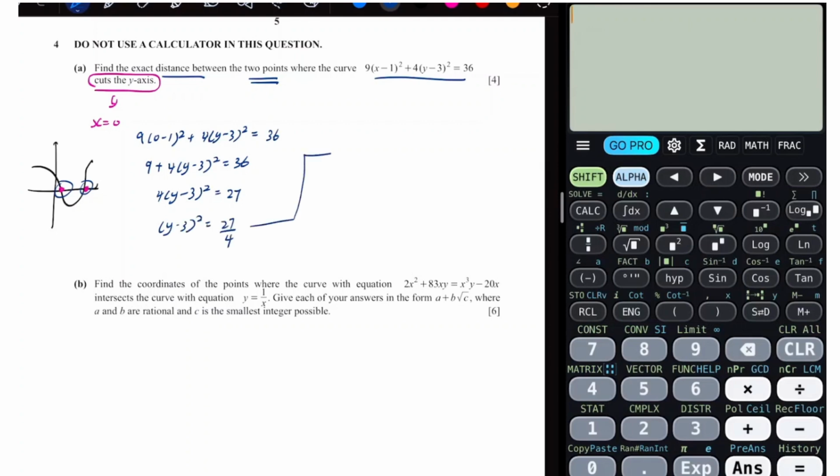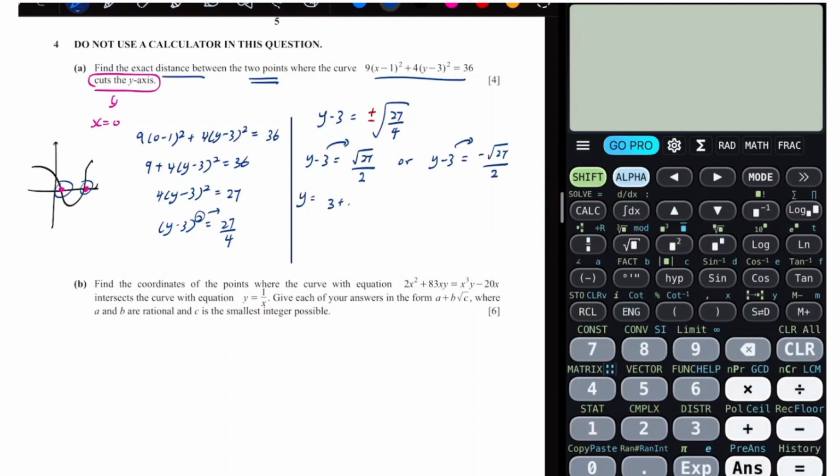So be careful whenever, let me just draw the partitions. We have to move the square roots to the other side. So the reciprocal of 2 is going to give us square root of 1 over 2, right? When we do this, please remember to put a plus and minus. Otherwise we will lose marks for not writing it down. So y minus 3 is equal to root 27 over 2, or y minus 3 is equal to minus root 27 over 2. So move the 3 to the other side, then you will have your y coordinates. That's the first one, and that's the second one.